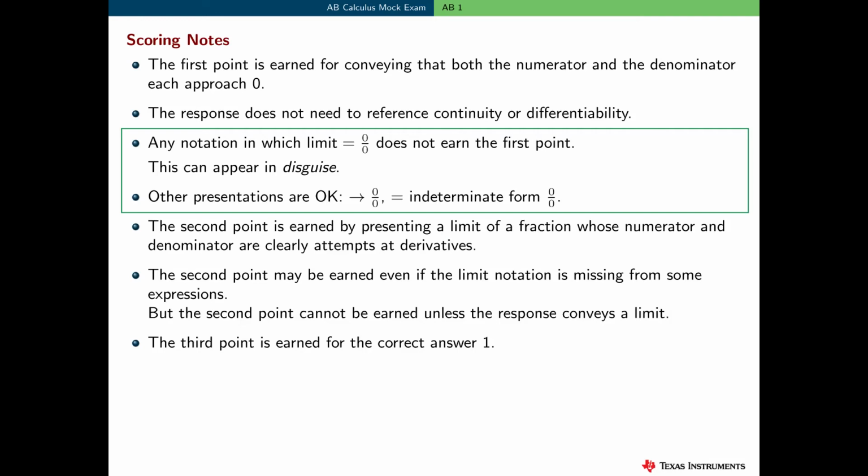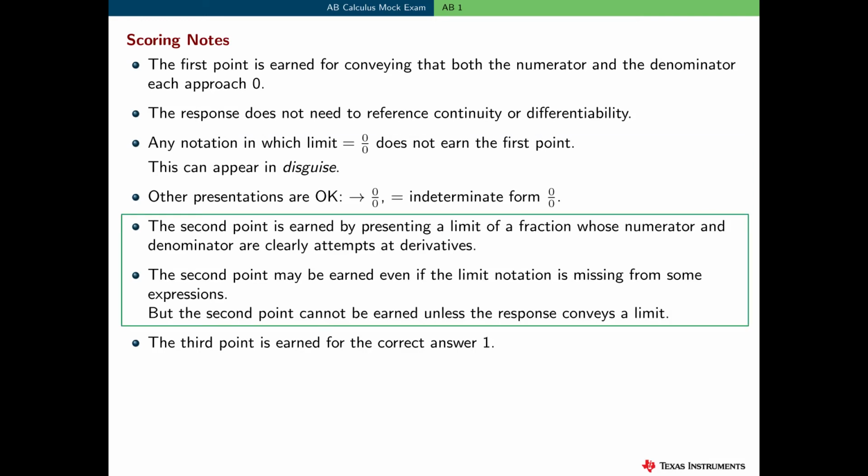However, other expressions that are acceptable ways to indicate an indeterminate form include an arrow and then the fraction 0 over 0, or even the phrase "equals indeterminate form 0 over 0." The second point in this problem is earned for presenting a limit of a fraction with numerator and denominator that are clear attempts at derivatives.